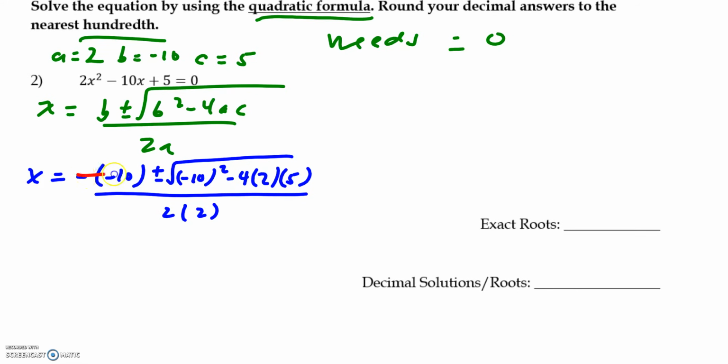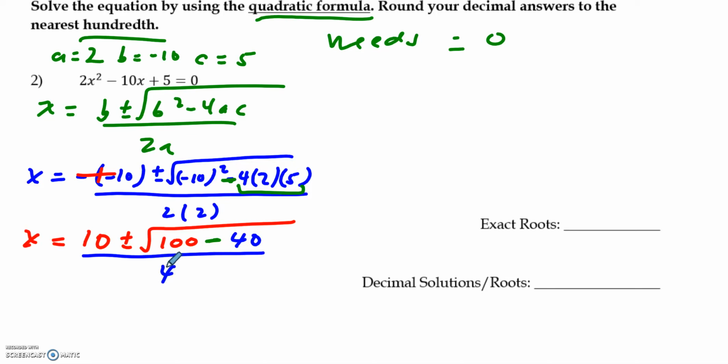If I keep simplifying, the two negatives here become a plus, so x equals positive 10 plus or minus the square root. Negative 10 squared is positive 100. If I look at these three numbers, I notice that I only see one negative, which means that the negative carries down here. If I saw two negatives, that would be a plus. If I multiply 4 times 2 times 5, that's 8 times 5, or 40, all over 4. So x equals 10 plus or minus the square root of 60 all over 4.